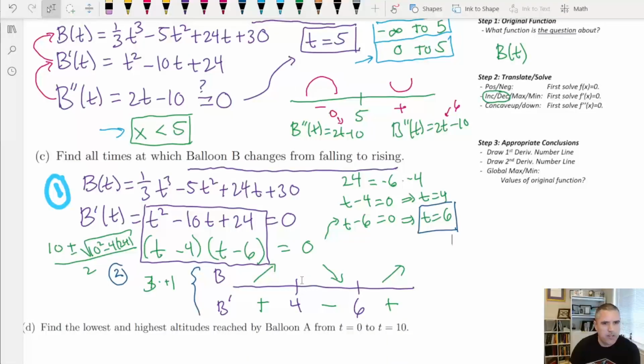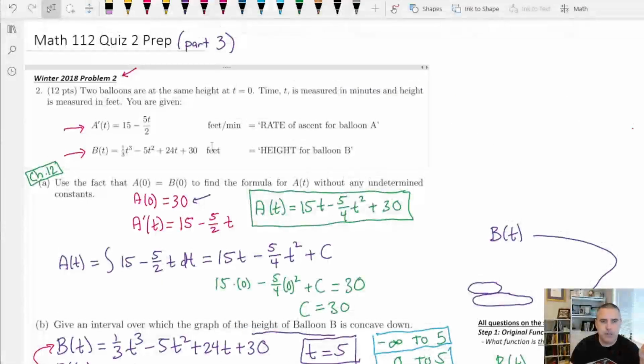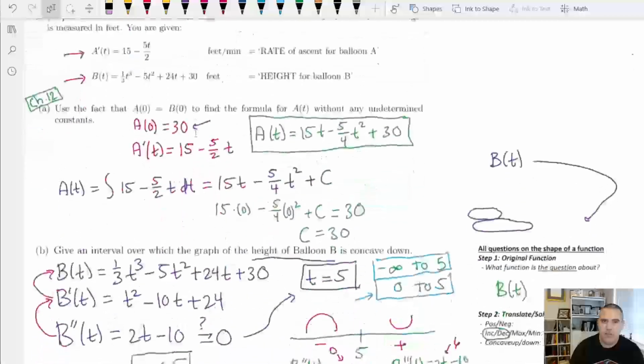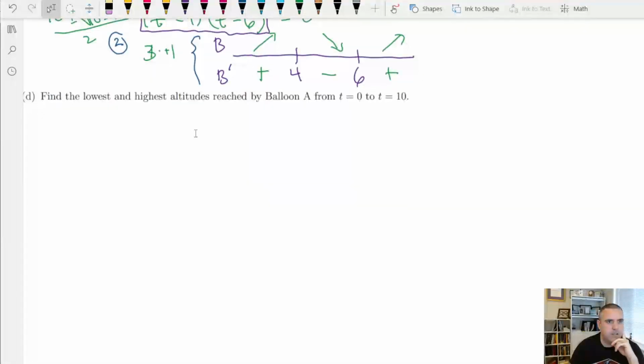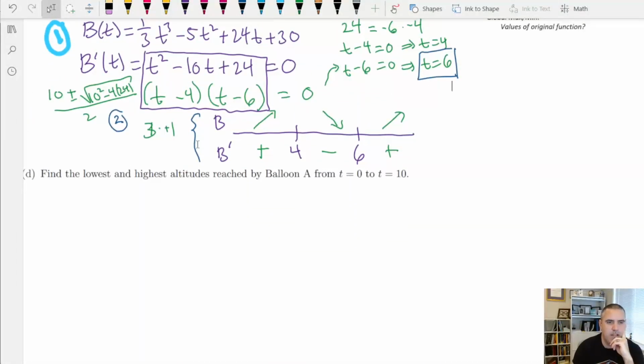So I hope you're seeing that the goal here is that someone hands me a function and they've left my calculus course, and I want them to be able to immediately analyze it and tell everything about it. Okay. Last one. Find the lowest and highest altitude reached by balloon A from 0 to 10.